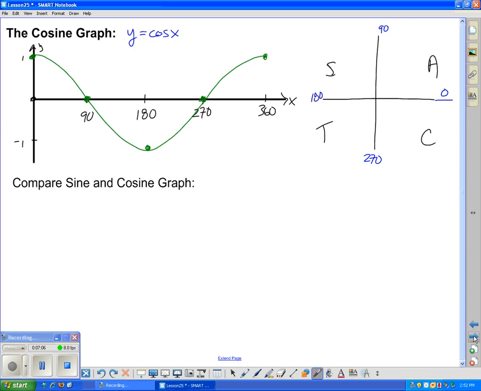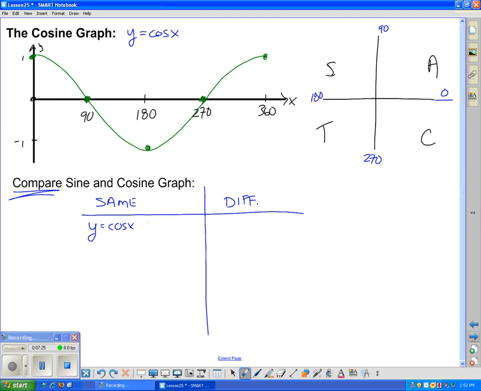All right? So let's compare the sine and cosine graphs. So what's the same and what's different? When you're doing a compare question, compare means to provide an example. So an example, y equals cos x and y equals sin x. All right, actually we can do that up above. So here's our example. Let's do it off to the side here. So example, y equals sin x, y equals cos x. Just easier that way. What's the same?